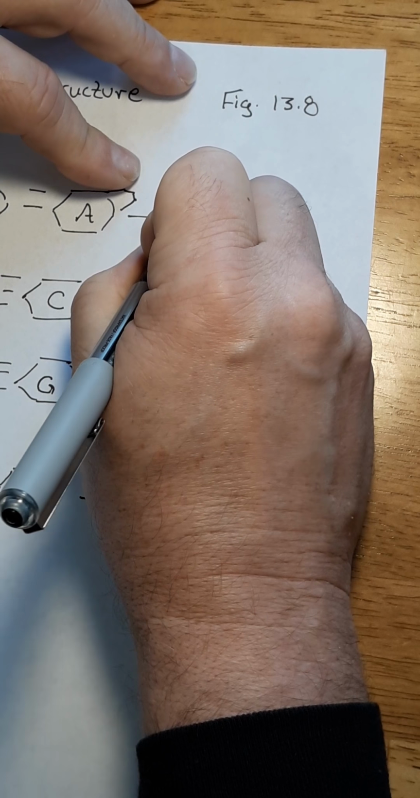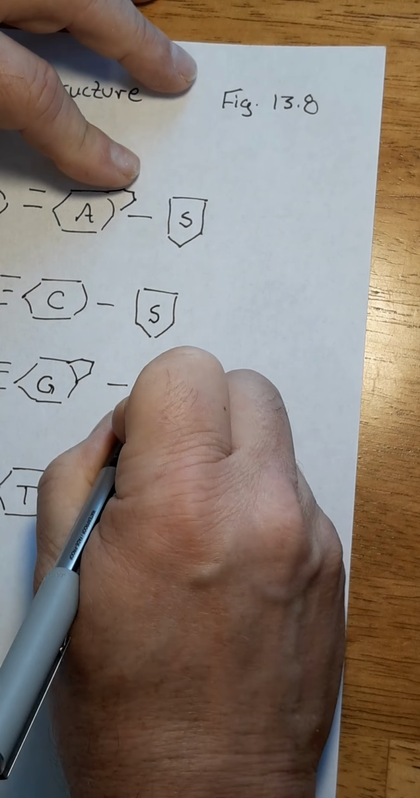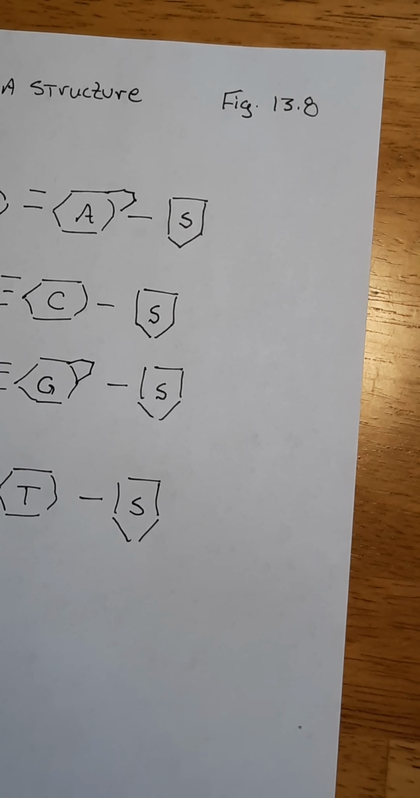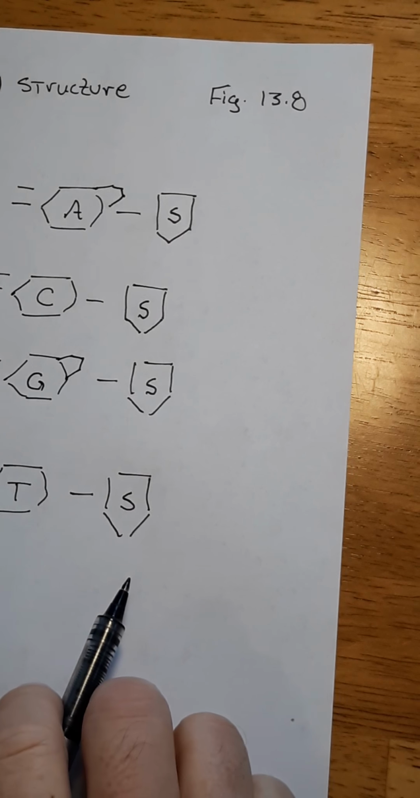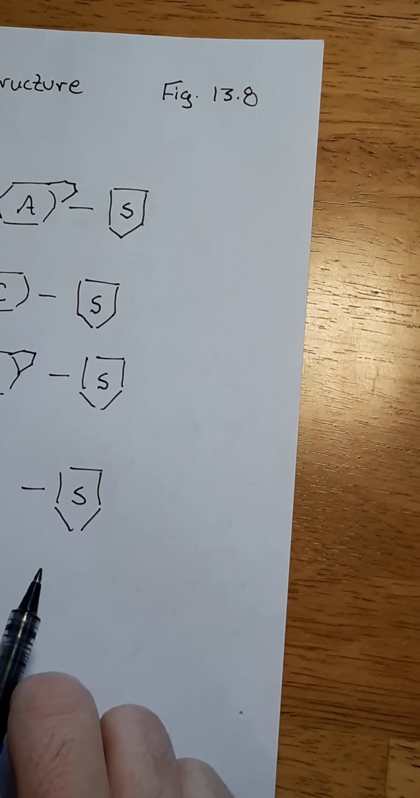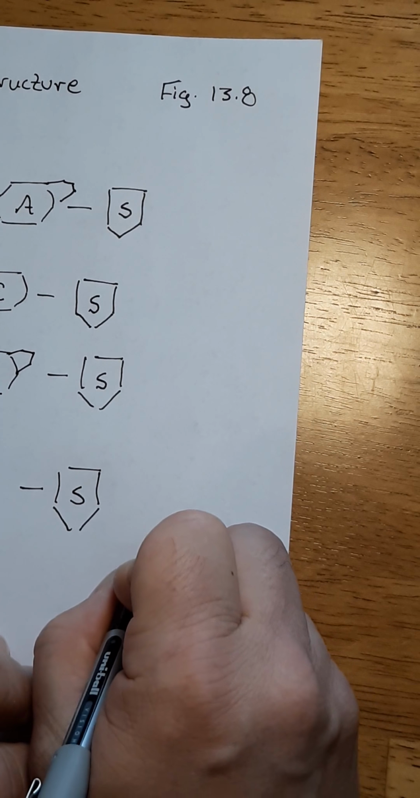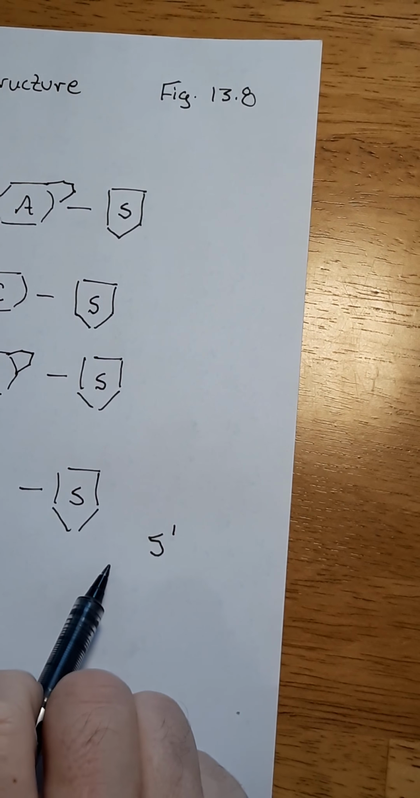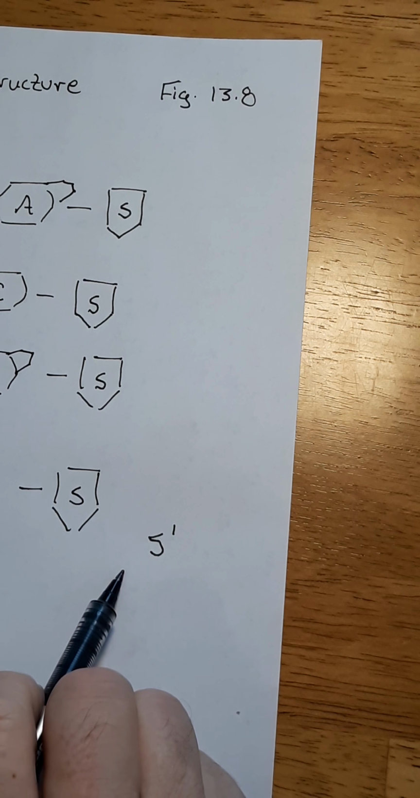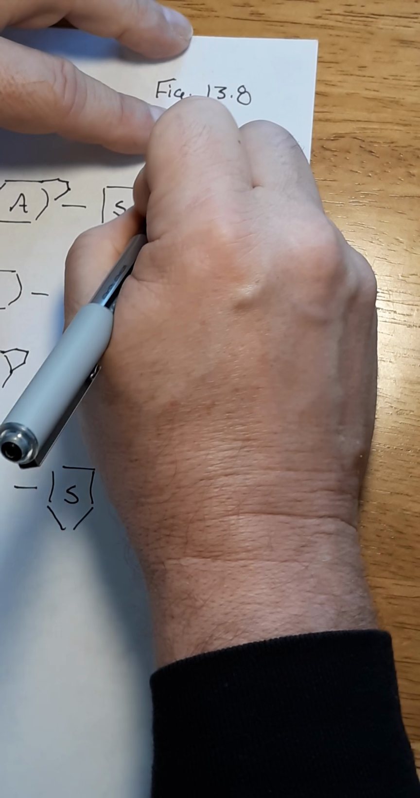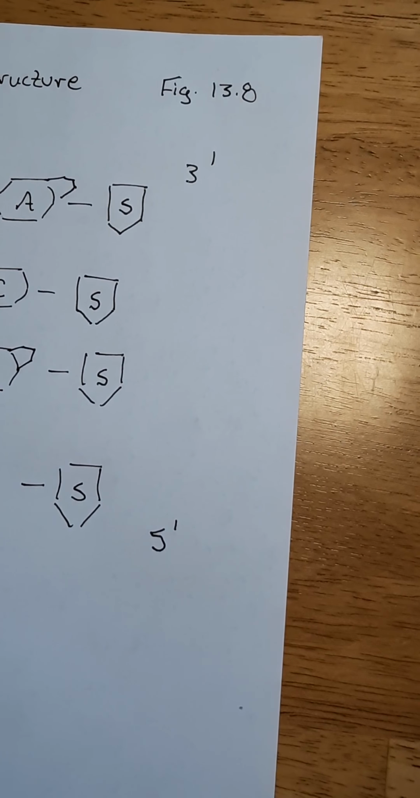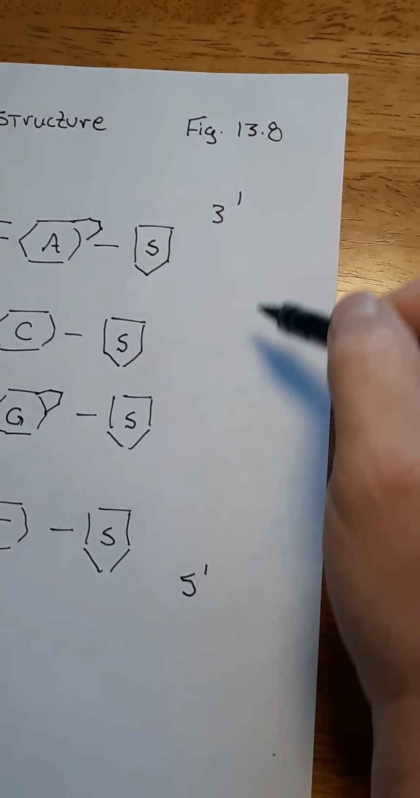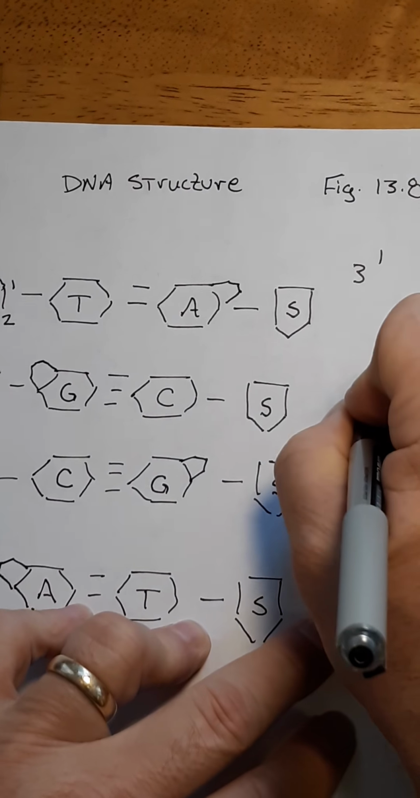Still the same sugar, deoxyribose, but just facing the opposite direction. Now on this side of the molecule, and I'll show you this again here in just a minute, remember that 5' to 3' business. On the bottom side of this strand, this would be the 5' side, and then on the top side, that's represented by the 3' side. So this side of the molecule is running from 5' to 3' in this direction.